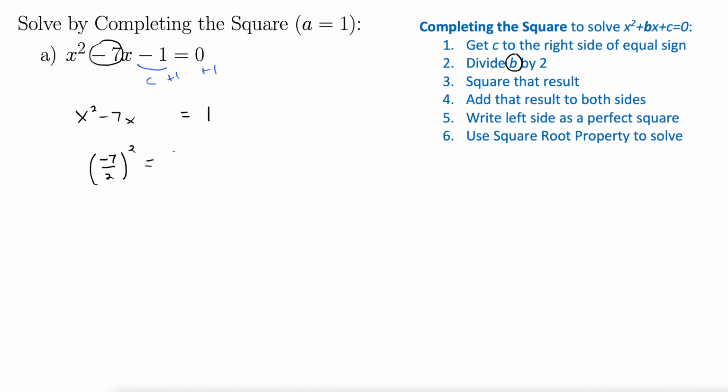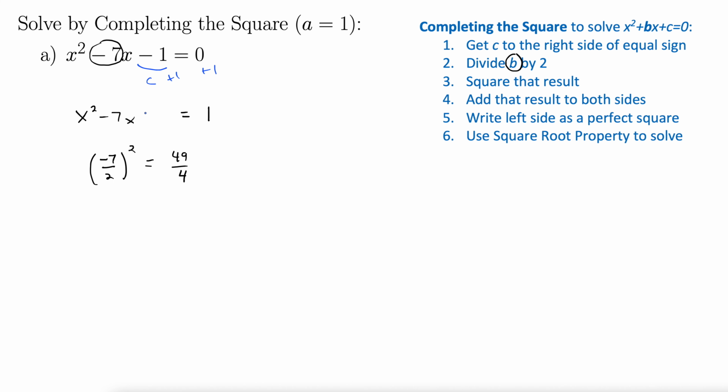Squaring that gives 49 fourths, which is why you really don't have to worry about bringing that negative through with your b term. No matter what, it gets squared out anyway. So you can bring the negative or not bring the negative. It gives a positive result no matter what once we get to step 3. Okay, step 4. Add that result to both sides.